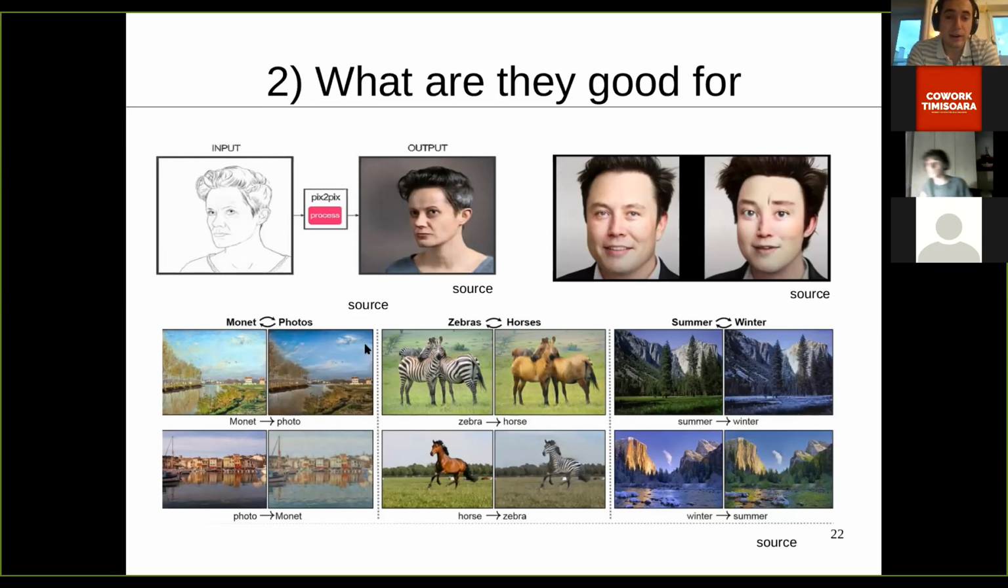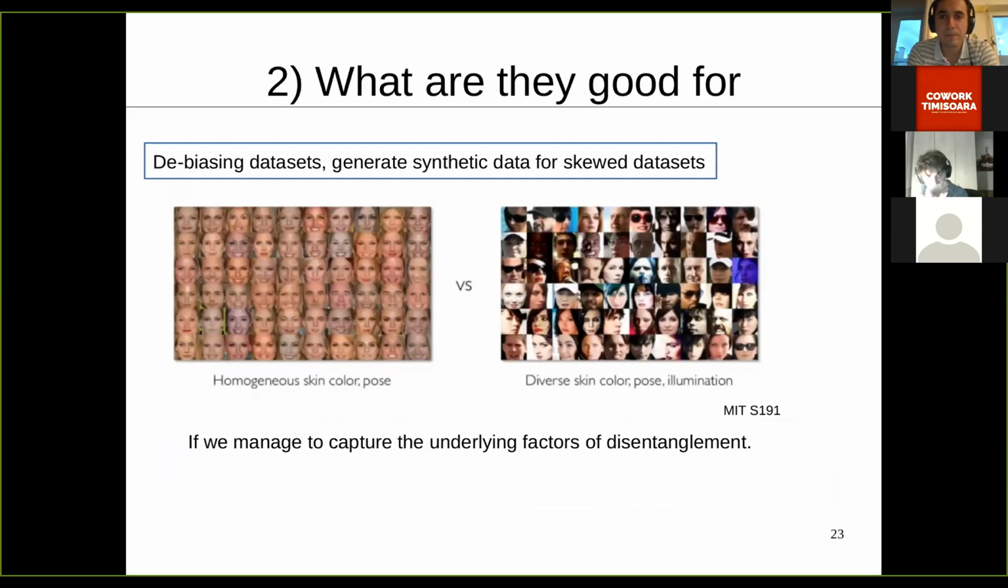Then we can apply different styles of painters to some photos. So we can take photos with our camera and apply Monet style, and it will transfer the style of Monet. We can transform zebras to horses and horses to zebras with some other architecture. Or we can transform a photo taken in summer into a photo taken in winter, or day into night, and many, many other types of image manipulations. It is very, very interesting.